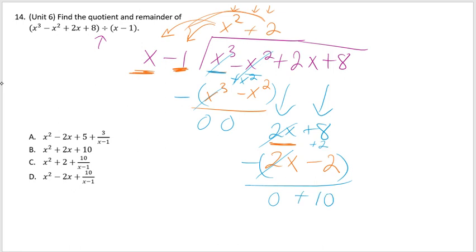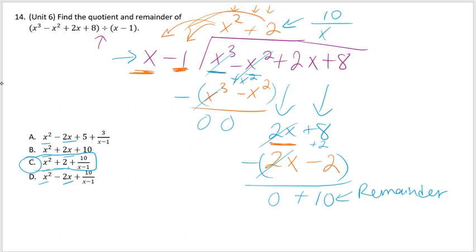So as we're doing this, our answer is x squared plus 2. So we are looking for x squared plus 2. Only this one has that. These others have 2x. So we are looking at this as being our answer. Also, that is confirmed when our remainder is 10. And now we just grab our remainder and we write it as a division of what we are dividing by. So x minus 1. And that's how C is the answer.